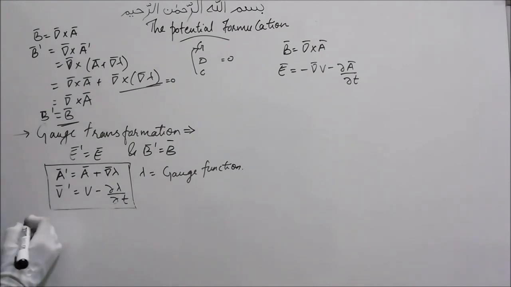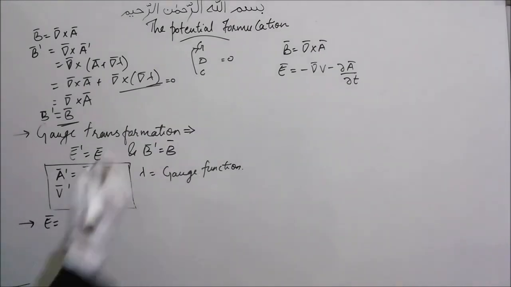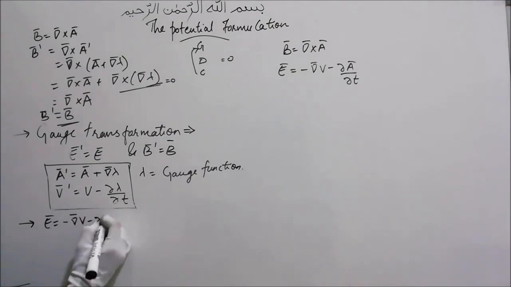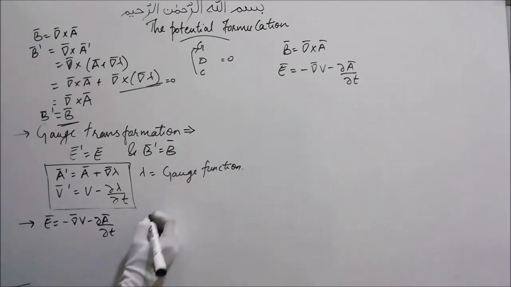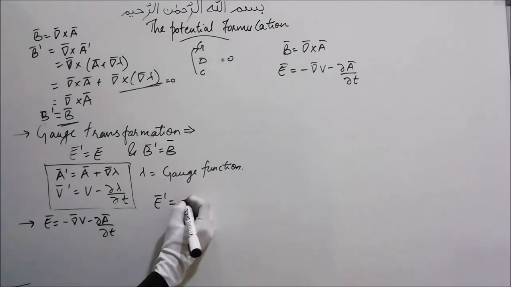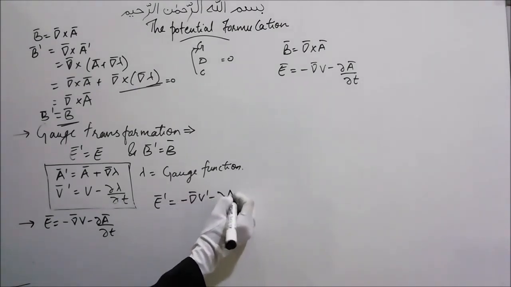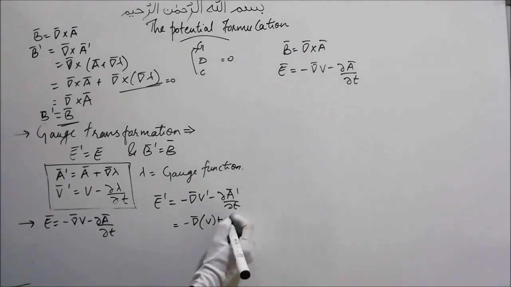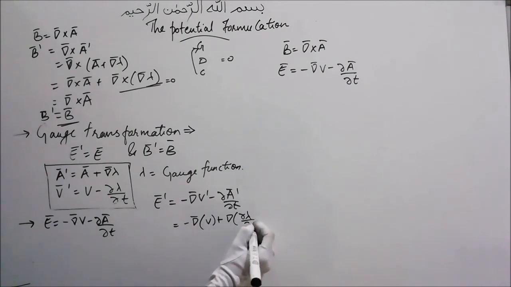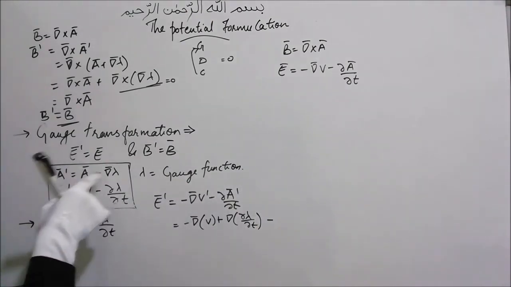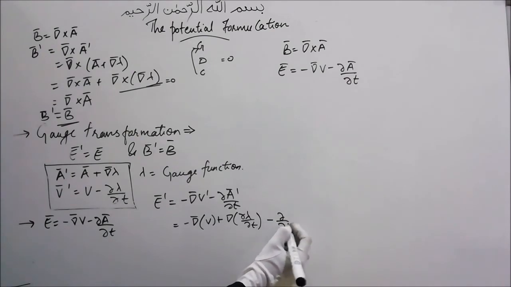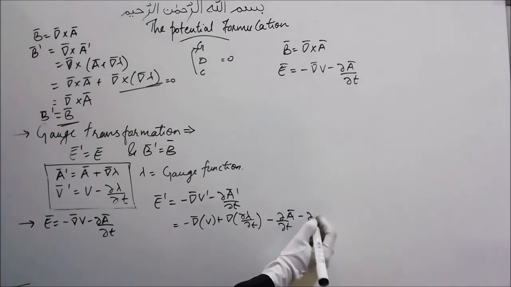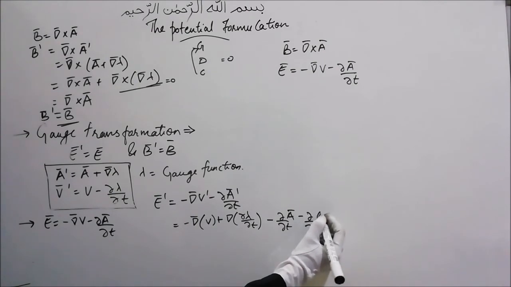What about the electric field? E is given as minus del bar V minus del A bar by del T. What about E dash? E dash will be equal to minus del bar V dash minus del A dash upon del T, the new scalar potential and the vector potential. V dash is V minus del lambda by del T, so we get minus del bar of V minus del lambda by del T, minus del by del T of A plus del lambda, that is del by del T of A plus del by del T of del lambda.